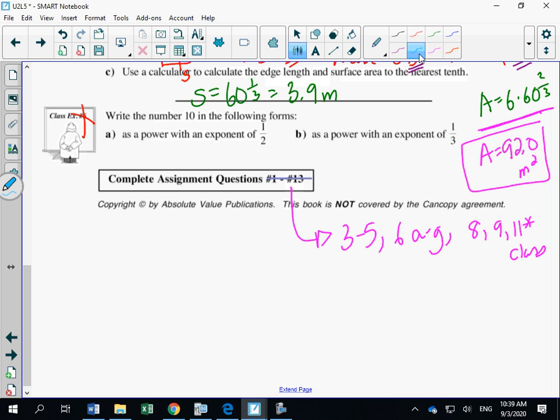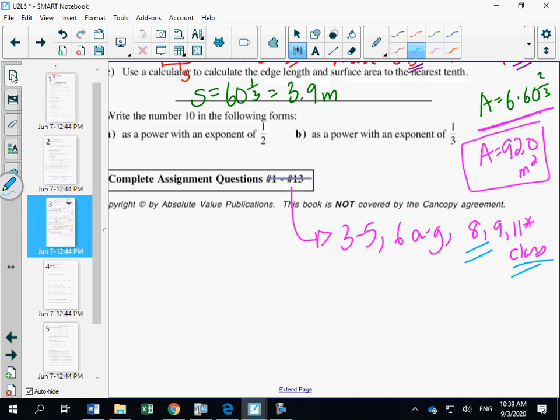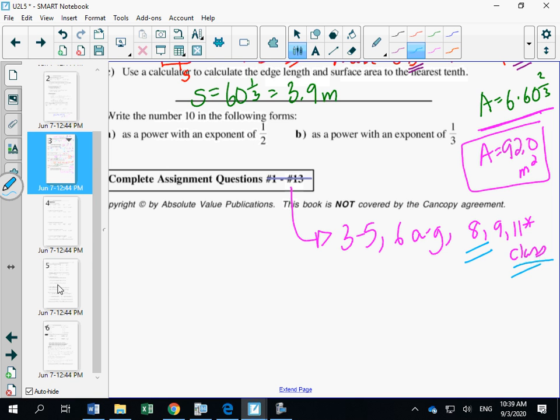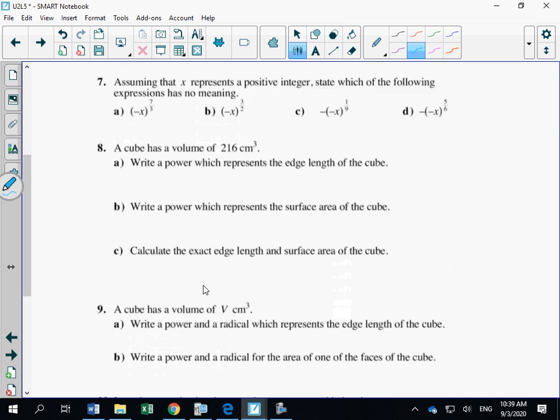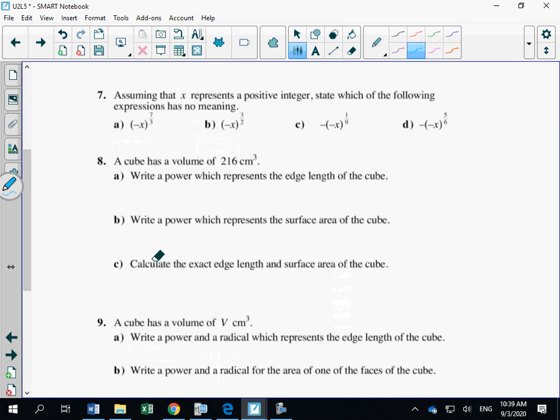The two that I'll do with you right now: I'll start number 8 for you, and then we'll look at number 11 together. Let's go over to number 8, which is very similar to what we just did. If you don't understand number 8, or what we just did, watch over here. A cube has a volume of 216 centimeters cubed. Draw yourself a cube.